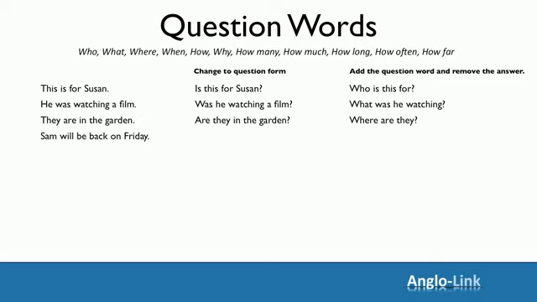Sam will be back on Friday. Change to question. Will Sam be back on Friday? And then add when, removing on Friday. When will Sam be back?